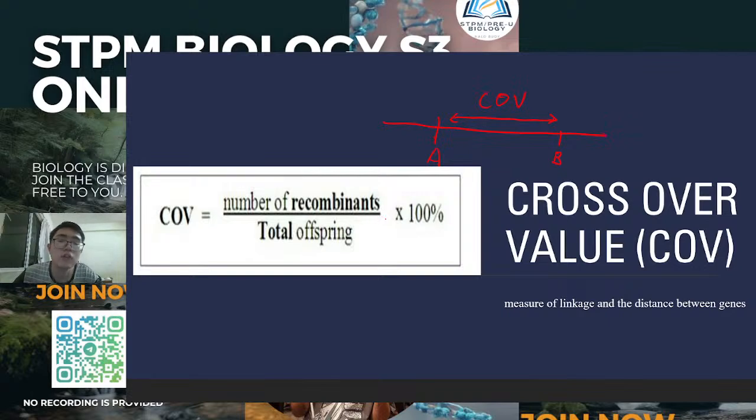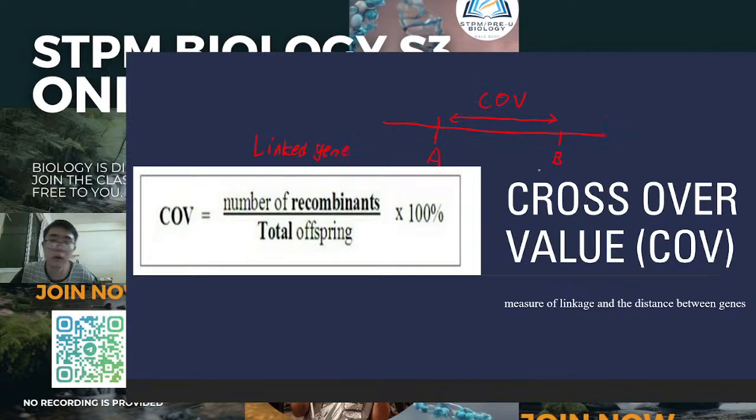Normally we do an experiment under linked genes. I already explained linked genes last week, so for those who attended last week, you know. For linked genes we have complete linkage and incomplete linkage. The number of recombinants comes from incomplete linkage, which has crossing over. This is why we call it the crossover value.